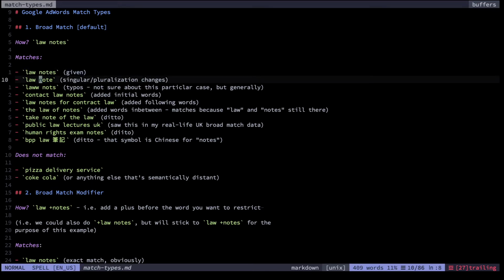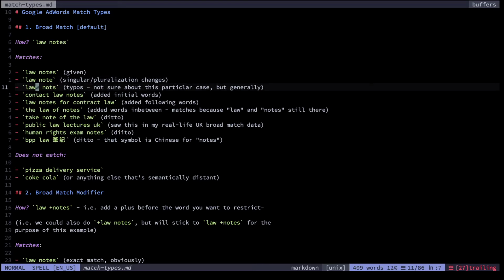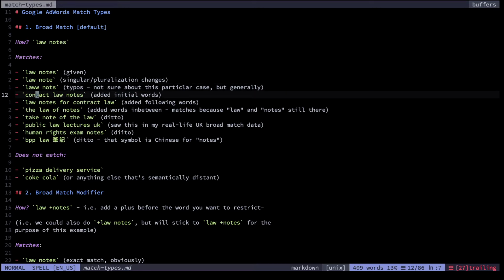It also matches law note or law's note. That means it's immune to changes in singularization and pluralization. It also matches law nots, i.e. if there are some typos, it will still match. I'm not sure about this particular case, but I would assume so, whatever. It also matches contract law notes, i.e. if you add a prefix other word like contract, it will still be matched with the law notes keyword.